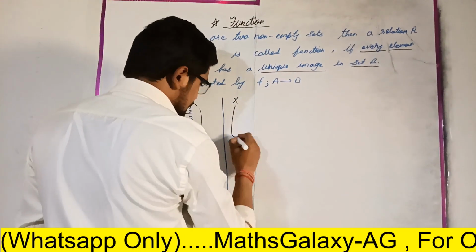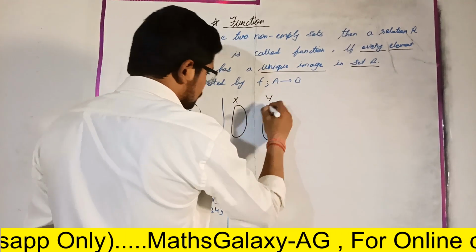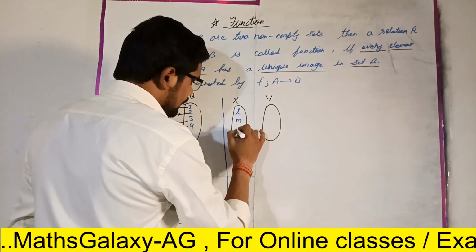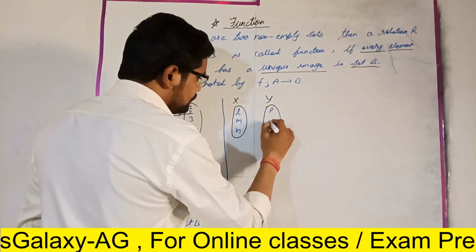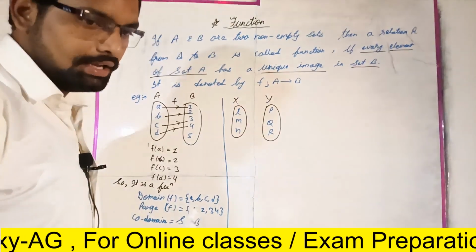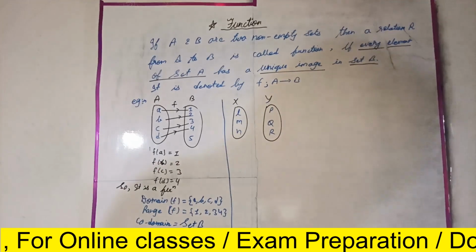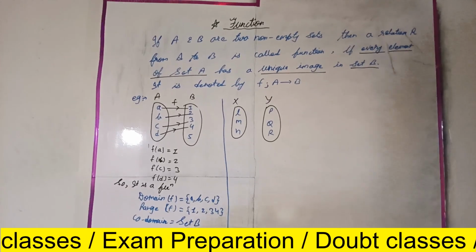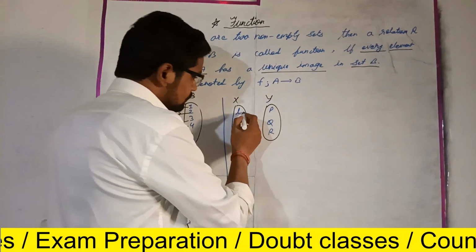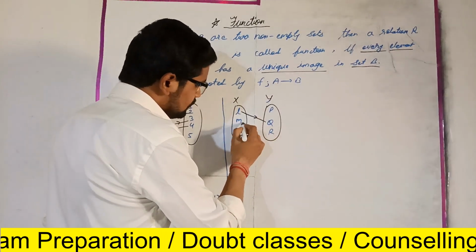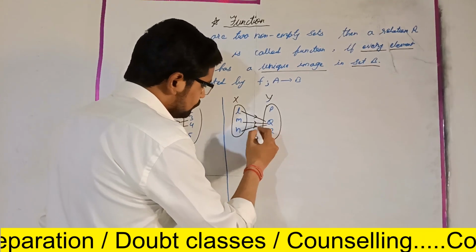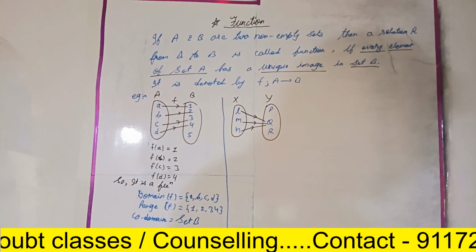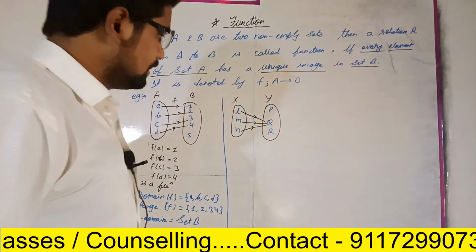Suppose there are two sets X and Y. The elements of X are L, M, N, and the elements of Y are P, Q, R. Here, the image for L is Q, the image for M is Q, and the image for N is also Q. Now tell me whether it will be a function or not.